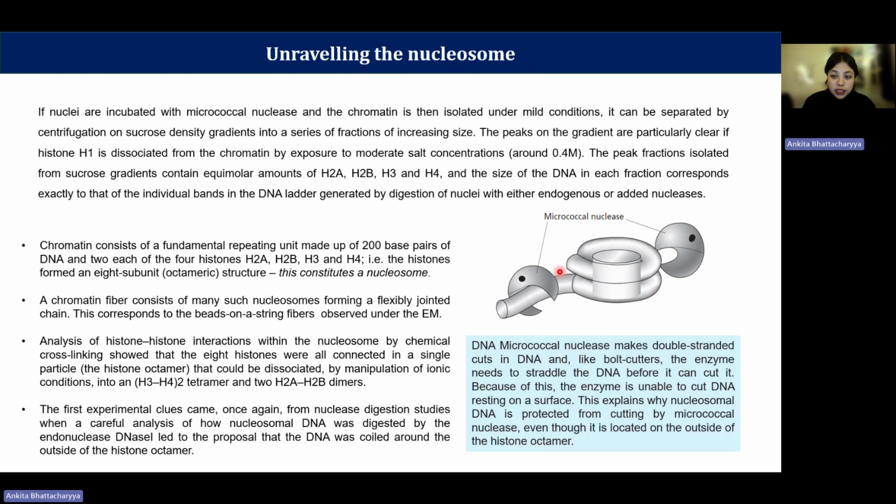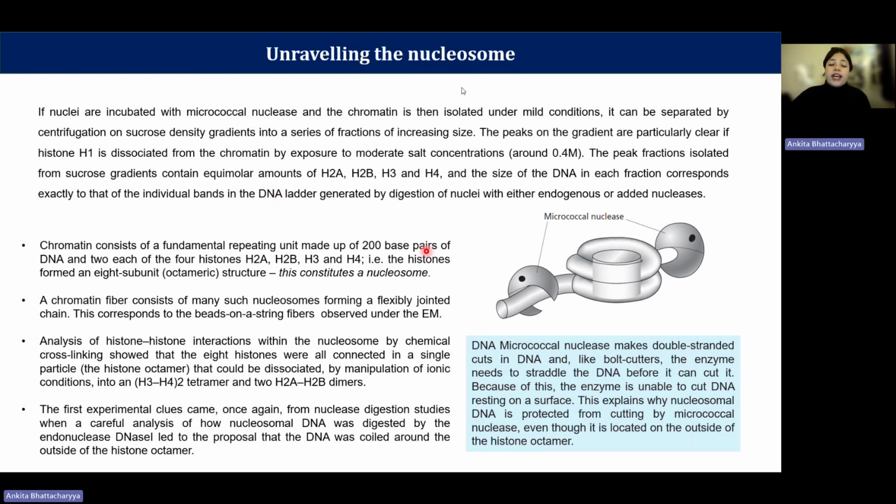If you digest the nuclear material with micrococcal nuclease under mild conditions and then separate, you'll be able to see that histones H2A, H2B, H3, and H4 separate out, and there is one separate histone, histone H1, which is dissociated from chromatin by exposure to salt concentrations around 0.4 molar. And that's what we observed in the bands also.